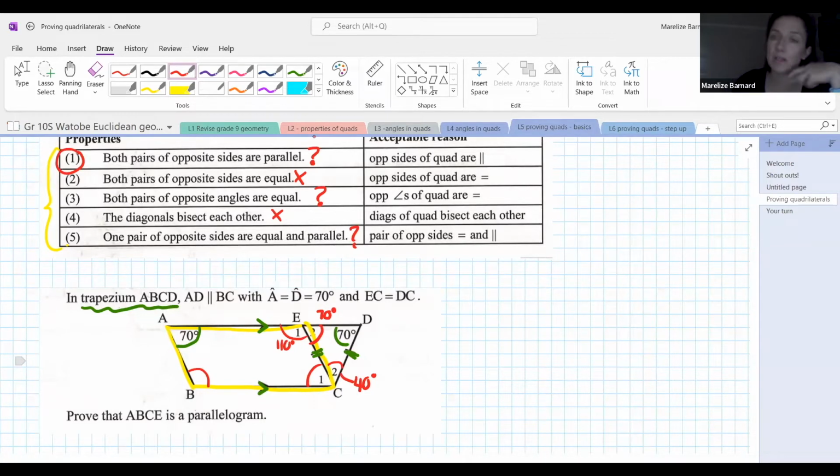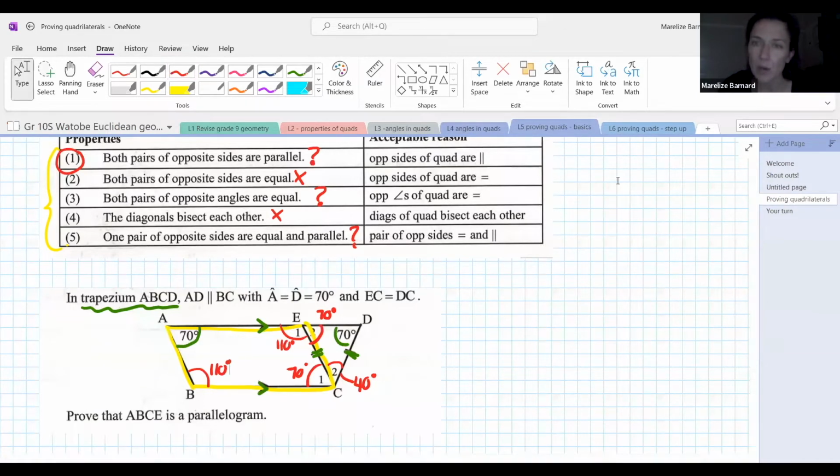Amachle says use co-interior. So what is C1 equal to? 70, that's right, because of co-interior. And then angle B, what is angle B equal to? Angle B is also 110 because of co-interior.